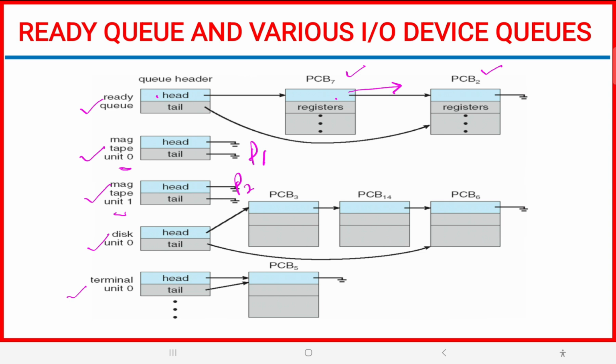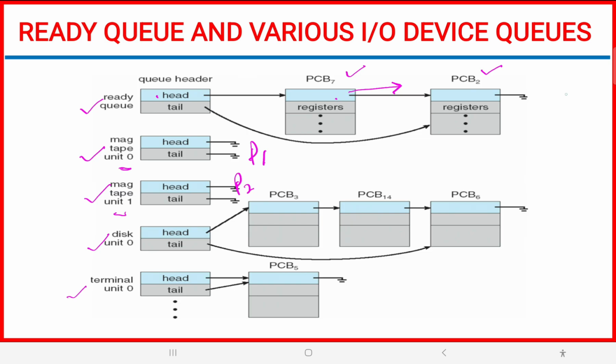The third possibility is that when this process was executing, it needed some IO activity to be done, or the occurrence of a particular event was awaited. In that case, this process has to wait. Once that event takes place, only then is this process brought back again to the ready queue.